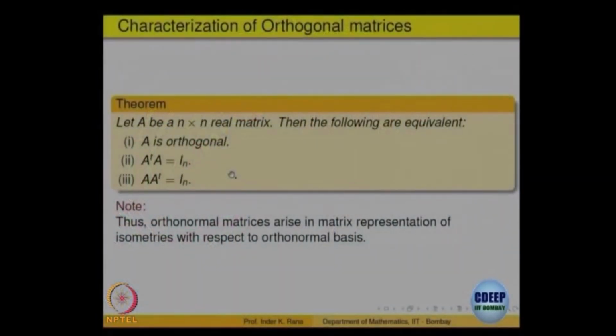So they become very nice. To compute the inverse, you do not have to go to the determinant or adjoint or row equivalent form, nothing. Just take the transpose and you get the inverse of the matrix. So they are very special matrices, and they arise as matrix representations of isometries, which preserve the notion of angle and distance. That is what we are saying: orthogonal matrices arise in the matrix representation of isometries with respect to an orthonormal basis.